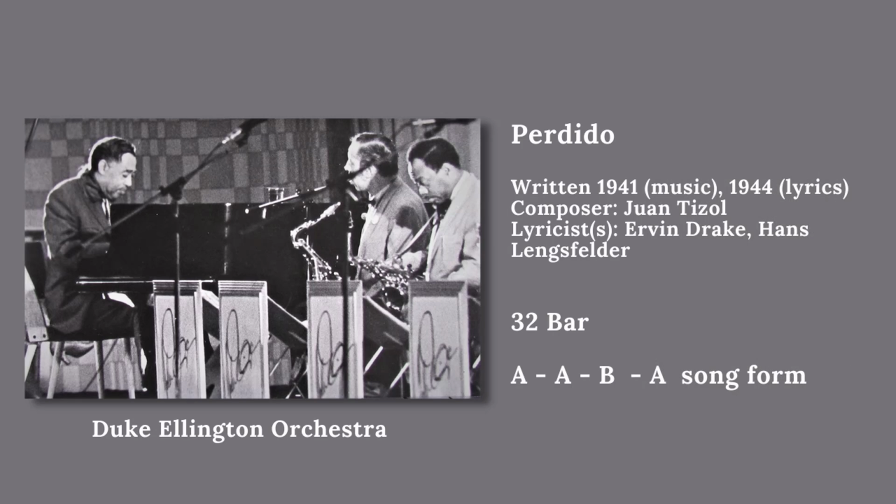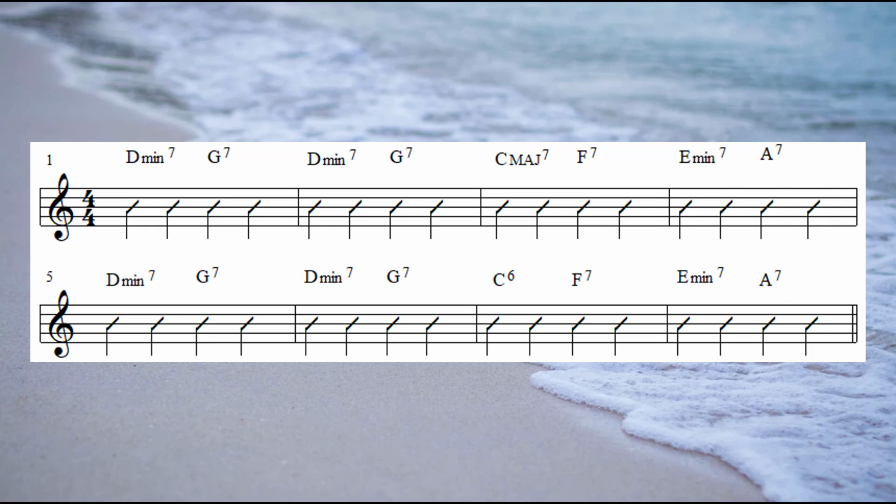The tune we'll be working on is Podo, first recorded in 1941 by the Duke Ellington Orchestra. Podo is a 32-bar AABA song form. And on the screen at the moment you'll see the first A section of Podo with a fairly typical set of chords, the type of chords that you'd find in a fake book.